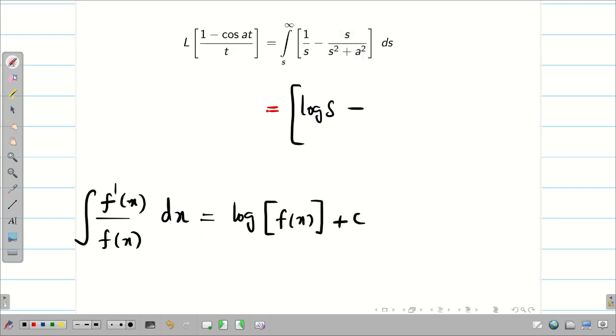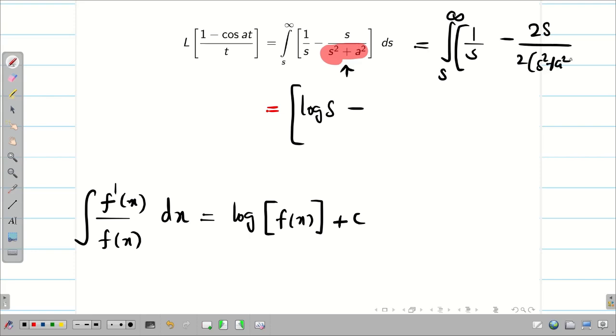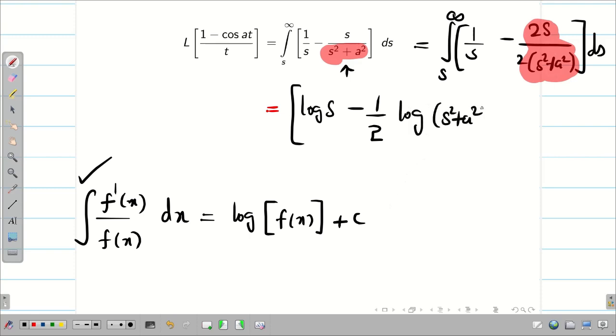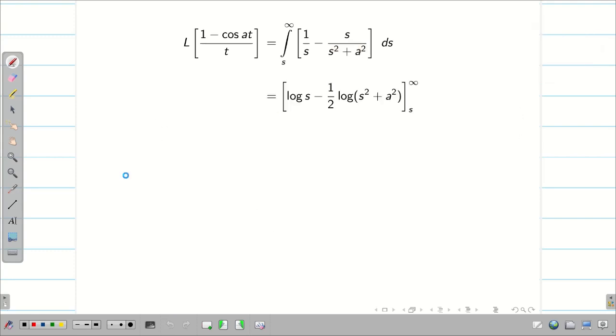Now just see the denominator s square plus a square. See the numerator s. Differentiation of s square plus a square is 2s. So if I multiply and divide this by 2, we will be able to use the formula for integration. So this 2 will remain in the denominator. Now I will take this 2s divided by s square plus a square. So we get log s square plus a square as my answer. Limits s to infinity. Hope you understand students.